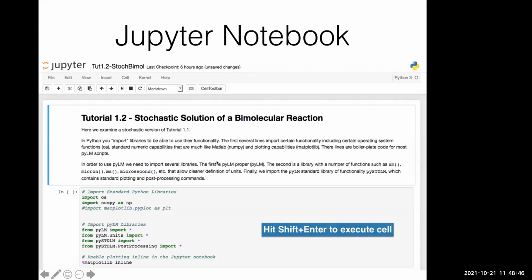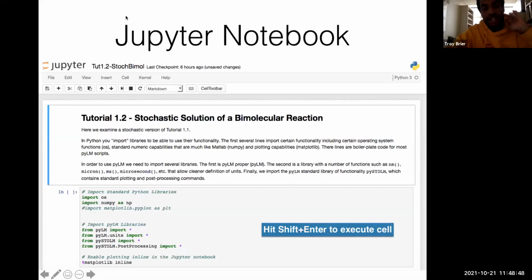So what you're seeing right now is an example of the tutorials, and I'm going to go through this a little bit more systematically during the actual tutorial hour, but it'll be run through Jupyter notebooks. This is an example of one of the tutorials, where there's some description of what you're going through and what you're doing. I'll also give some background on some of the information in the tutorials.